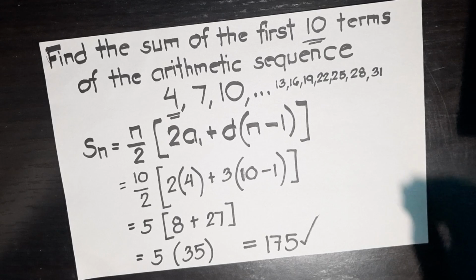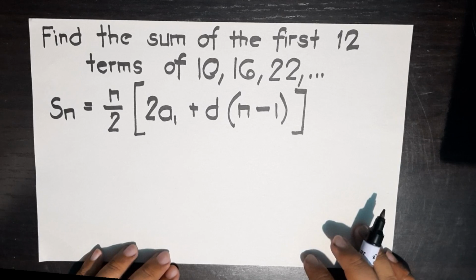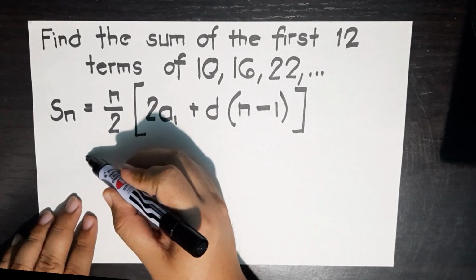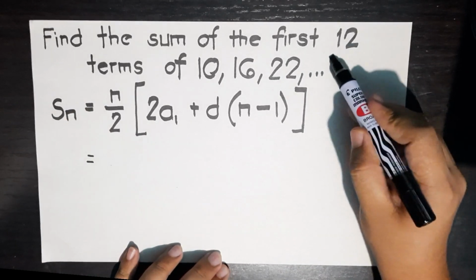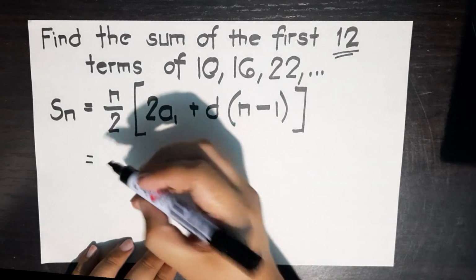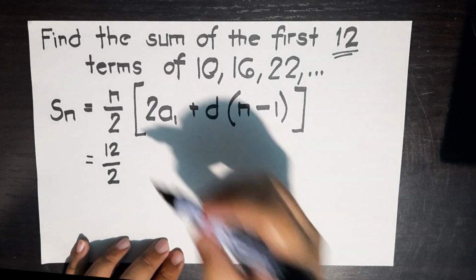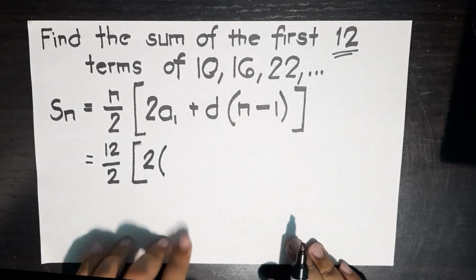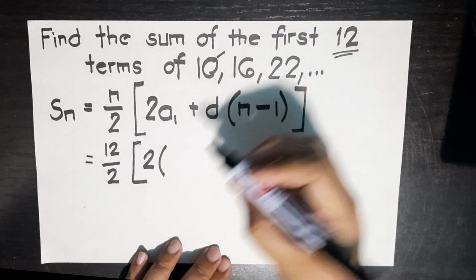Let's have another example. Find the sum of the first 12 terms of 10, 16, and 22, and so on. We'll go ahead and use the formula. Since we're asked to solve for the first 12 terms, our n is 12, so 12 divided by 2. Let's draw a bracket, and then 2 times a sub 1, which is the first term of the arithmetic sequence, 10.